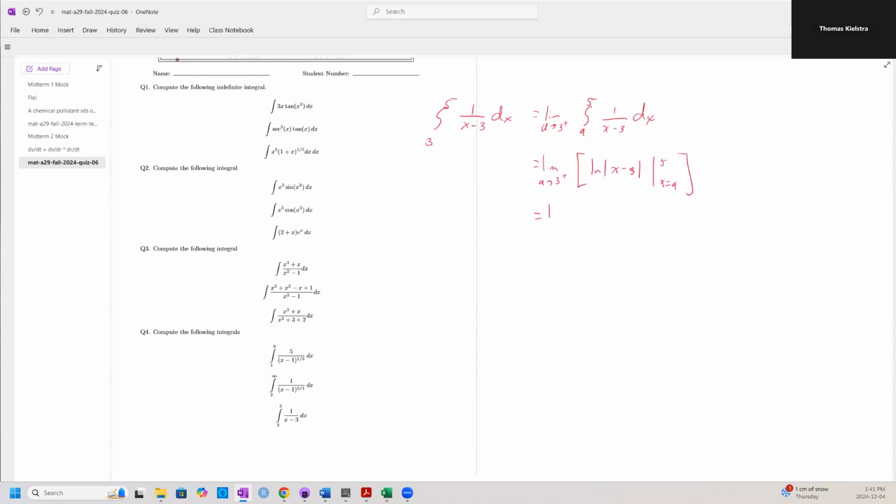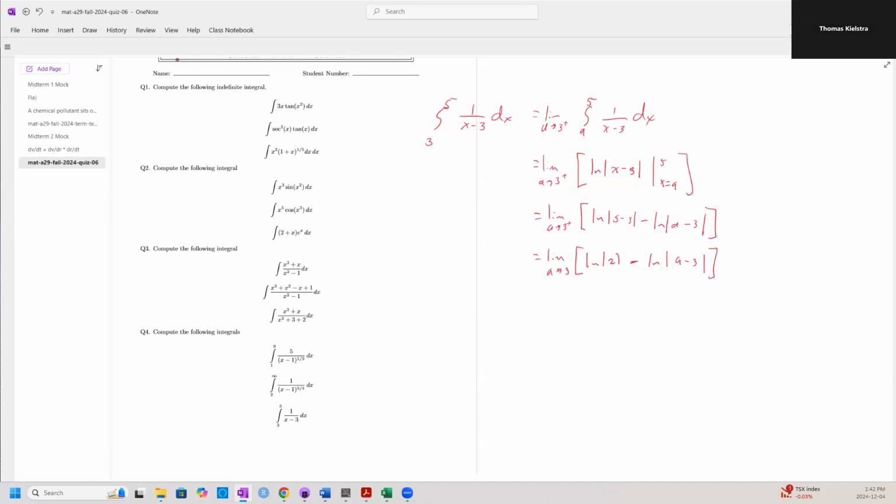So this equals the limit as a approaches 3 from the positive of ln of absolute value of 5 minus 3, minus ln of absolute value of a minus 3. So this equals the limit as a approaches 3 of ln 2 minus ln of a minus 3.